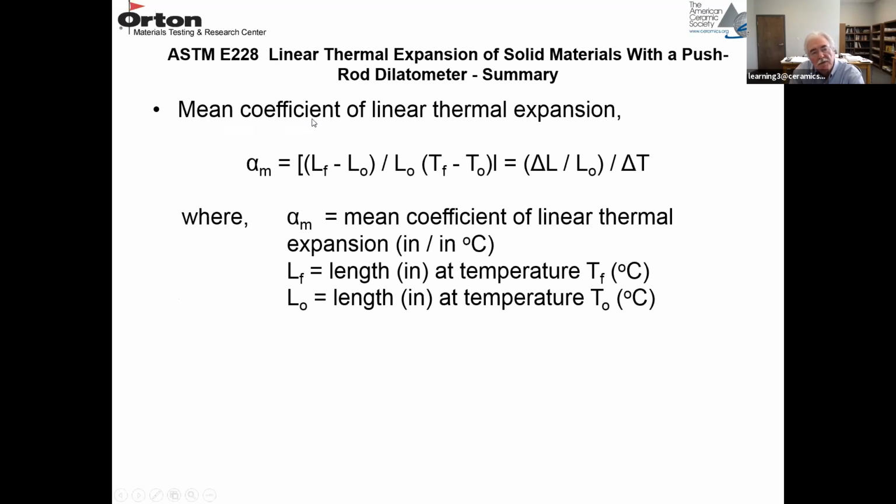So what it measures is the mean coefficient of linear thermal expansion, alpha M. So that's the final length of the sample minus the initial length divided by the initial length. And then again, the temperature difference, the final temperature minus the initial temperature. So that's just our definition, delta L over L0 divided by delta T. But it's the mean coefficient of linear thermal expansion because it's averaged over the temperature range between the final and initial temperatures.